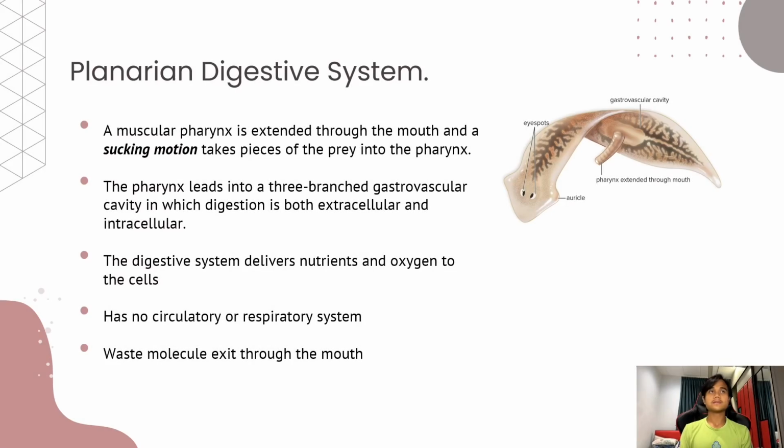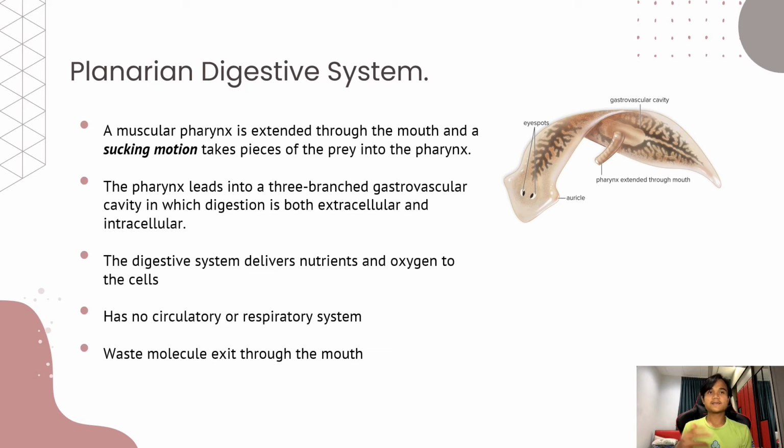So next, we will look at the planarian digestive system. So how does the digestive system work? First, a muscular pharynx is extended through the mouth. As you can see over here, this is the pharynx, and this pharynx is extended through the mouth in a sucking motion to take the pieces of the prey into the pharynx, and then the pharynx will lead into a three-branch gastrovascular cavity over here, in which the digestion occurs is both extracellular and intracellular.